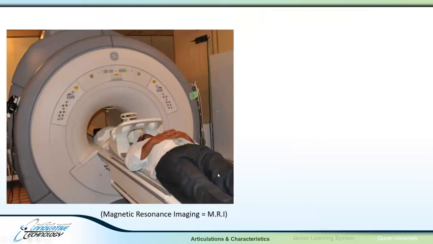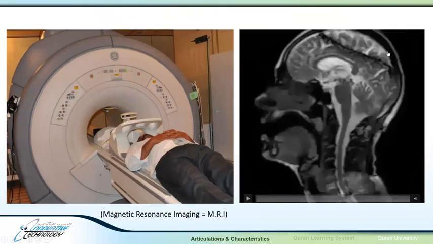We put a man into the magnetic resonance imaging machine, and we're going to show you the MRI taken of his head, showing the changes that happen in the air pathway as he speaks.